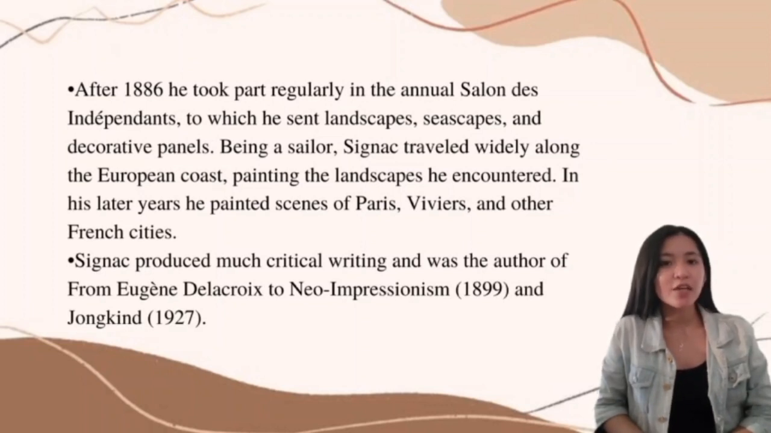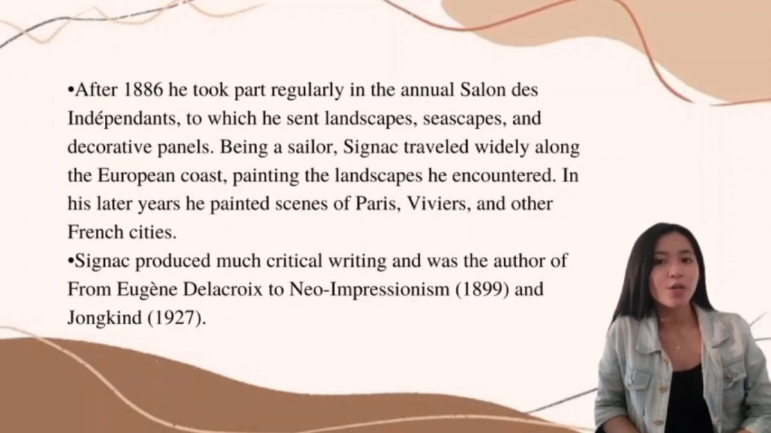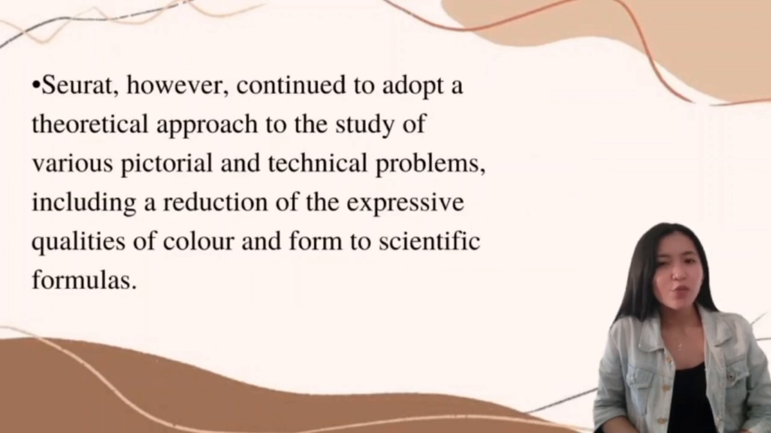In his later years, he painted scenes of Paris, Viviers, and other French cities. Signac produced much critical writing and was author of From Eugène Delacroix to Neo-Impressionism in 1899 and Jongkind in 1927. The former book is an exposition of pointillism, while the latter is an insightful treatise on watercolor painting.